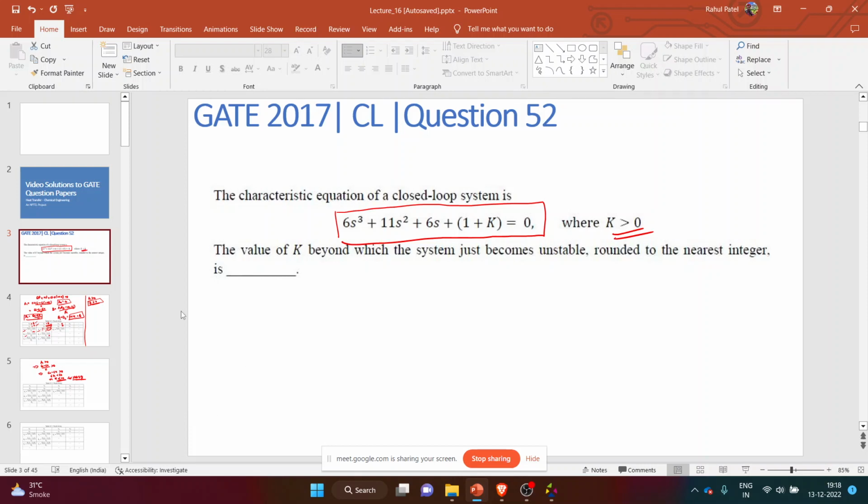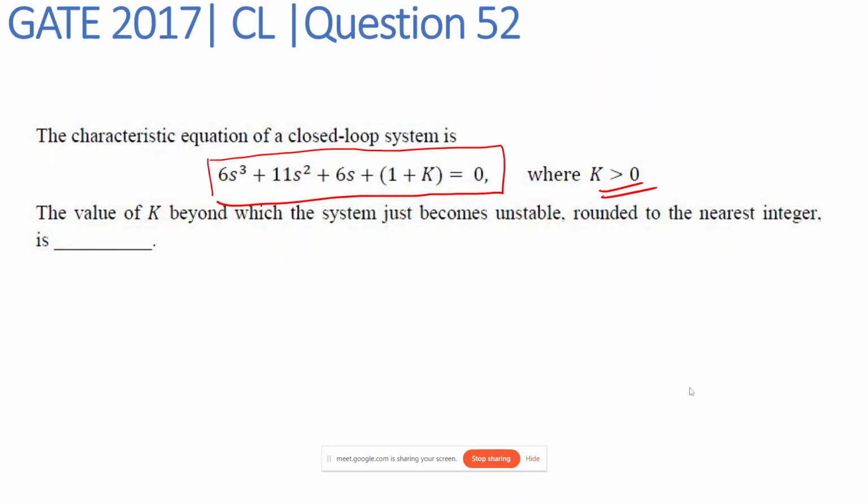If you have any doubt in this question, you can ask, or we can move on to the next question.